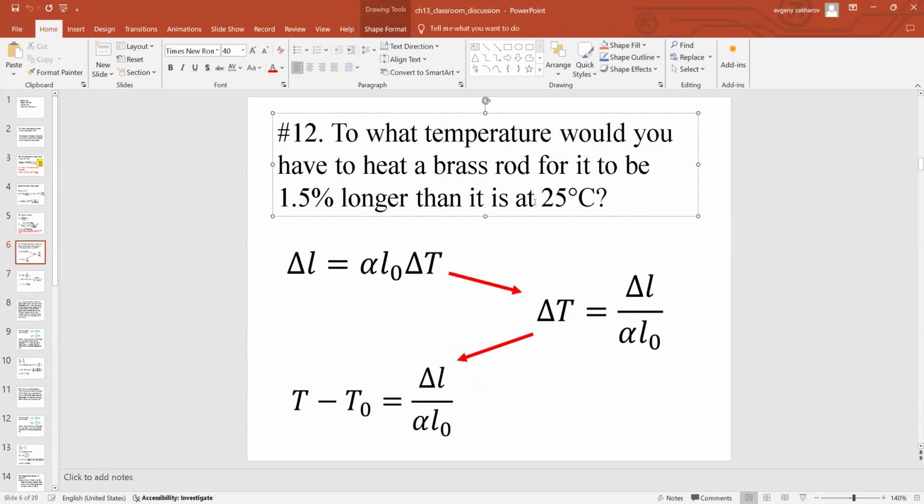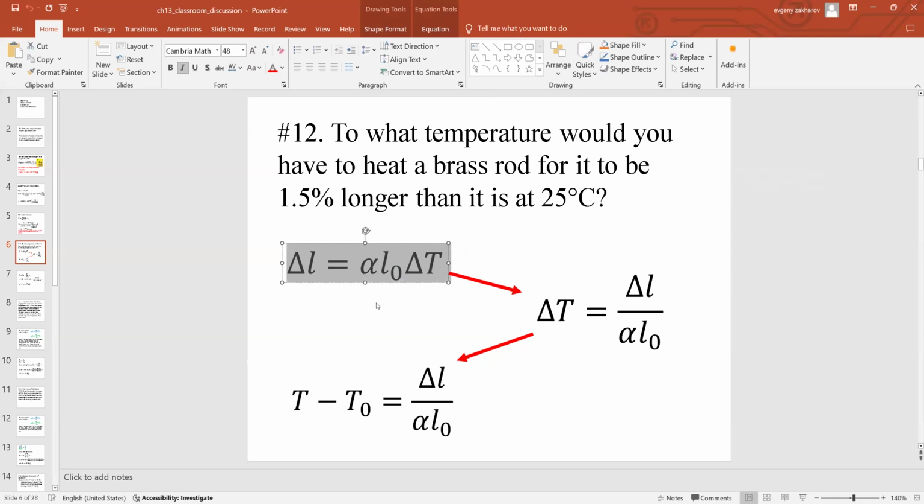Okay, what is the temperature that you have to heat a brass rod to for it to be 1.5% longer than it is at 25 degrees Celsius? 25 degrees Celsius is what you would normally call room temperature. It's actually 20, but 25 is still close to room temperature, just for your reference. This is the formula that we got from lectures. It's your elongation. It's one-dimensional change. It's not volume. It's just in a single dimension.